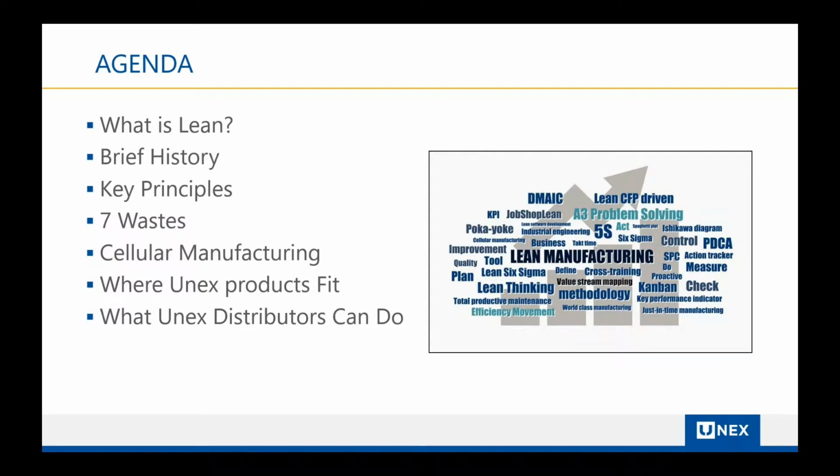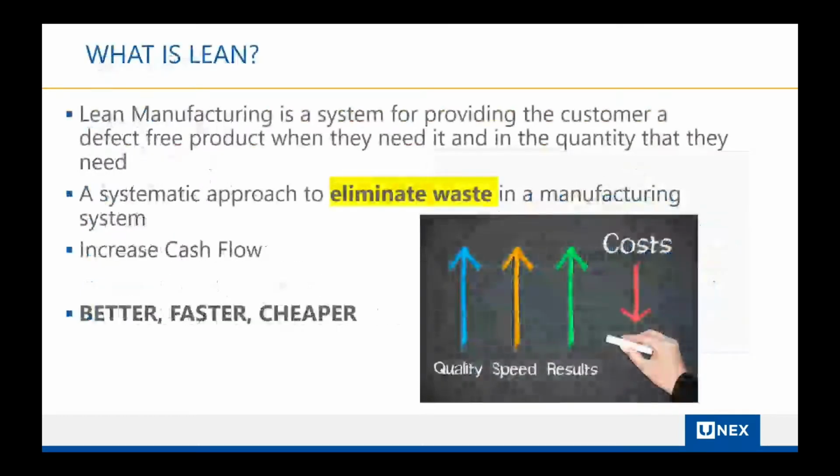So jumping right into it, we will really just let you know what Lean is. By definition, Lean manufacturing is a system for providing the customer a defect-free product when they need it and when they want it in the quantity that they're looking for. So Lean means eliminating waste or trimming the fat, if you will. But this is really giving you a more systematic approach to look at things we do on a daily basis, but how we can make those daily things go faster and easier.